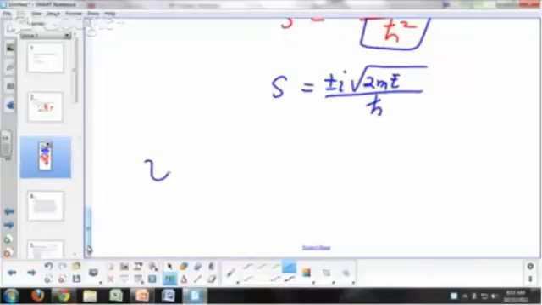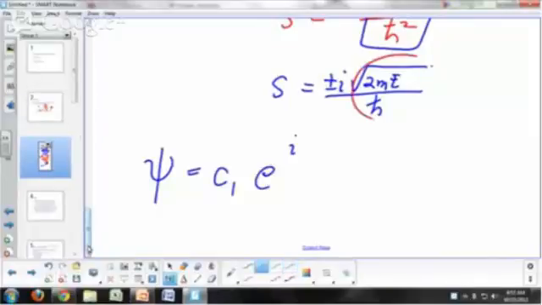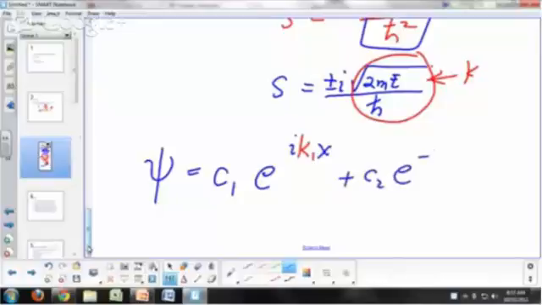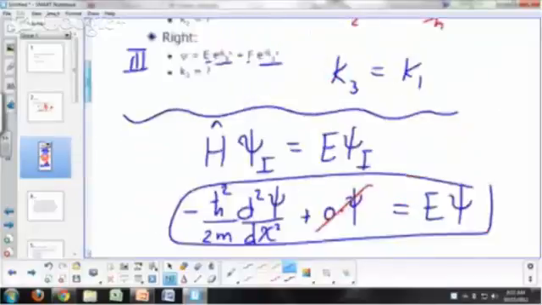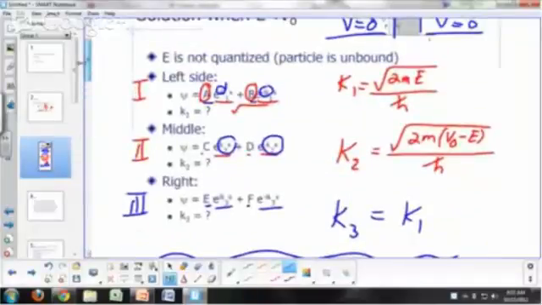And that's why we said our psi is a linear combination of e to the i, and this is what we call our k1, remember? So it's c1 e to the i k1 x plus c2 e to the negative i k1 x. So it's plus or minus i k1 that are the allowed values for s. So that's for region 1. And that's what we had before up here, except that we used capital A and B for our constants. All right?